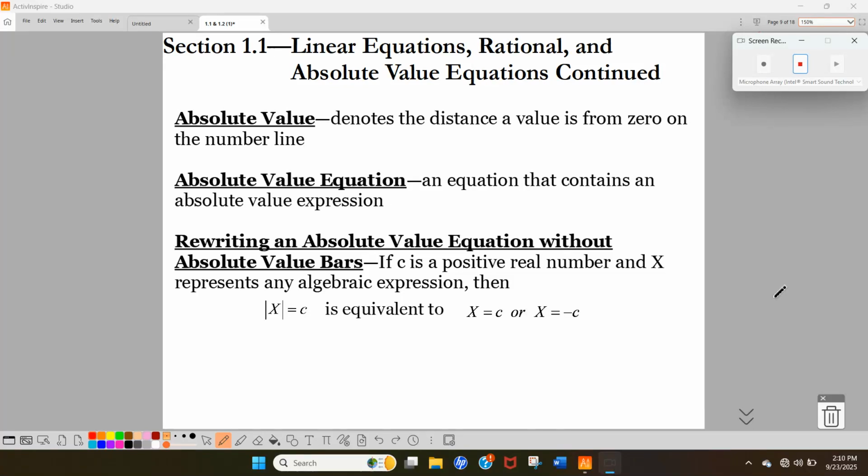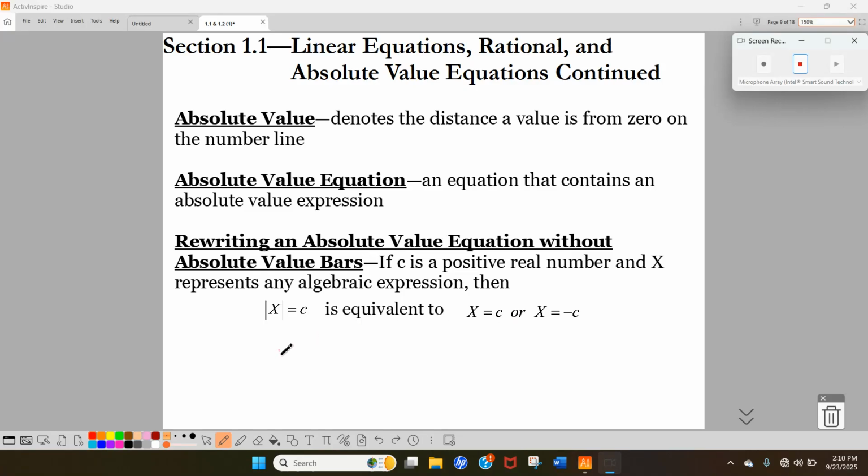All right, so 1.1, day 2, is going to be absolute value equations. So remember that absolute value is the distance something is from 0 on a number line, so it's always positive. Absolute value equations are when you have an equation that has an absolute value. And then to solve them, you're going to have to make two problems.